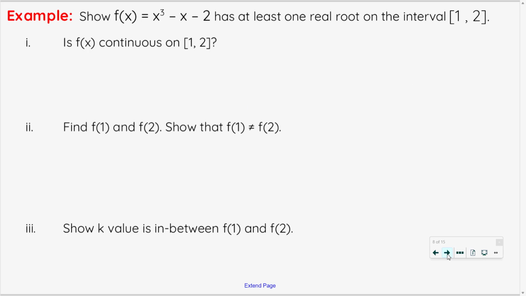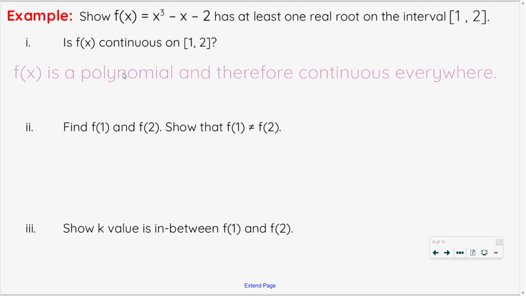So here, I want to show that f of x has at least one real root on the interval [1, 2]. First thing we have to do, go through our three little steps here. Is f of x continuous on this interval? It's a polynomial. Polynomials are therefore continuous everywhere. So condition number 1 is met. Condition number 2, find my endpoints. Find f of 1 and f of 2.